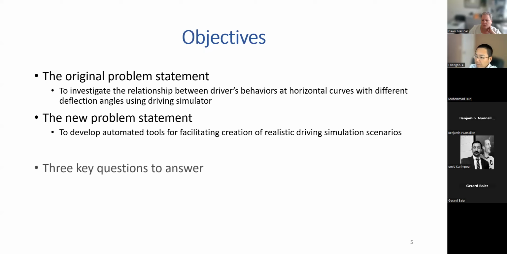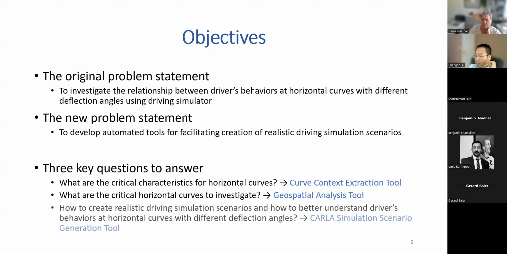Okay. So that leads to the three key questions that we want to answer in the study, which is the objective, and I'll leave them all. The first question is, what are the critical characteristics of the horizontal curve? And that leads to the development of a curve context extraction tool that we have. The second one is, what are the critical horizontal curves that we want to investigate? Because there are so many of those, right? So there's a geospatial analysis tool that we came up with using GIS to really knock that down, so we can find where the curves are that we really want to simulate. Otherwise, you don't want to replicate the thousands of curves in the driving simulator, right?